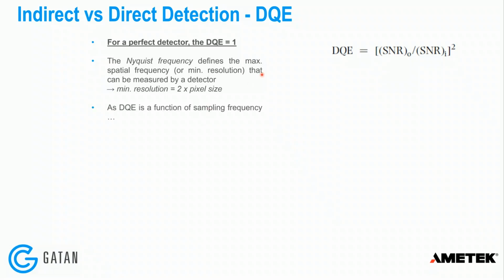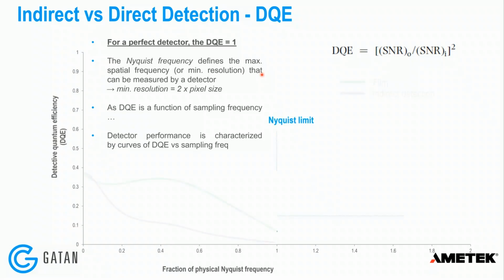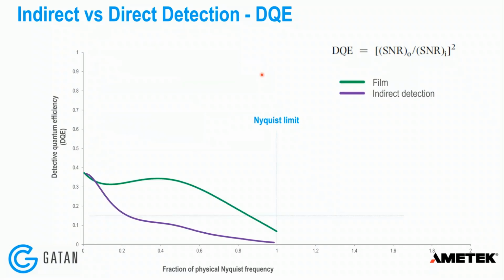So DQE is a function of sampling frequency, or the resolution that we're looking at. When we're looking at detector performance, we generally use these curves of DQE versus sampling frequency, so that's what we're going to look at now. And then we have the physical Nyquist limit of 1. We'll start off with film and indirect detection. This is a nice segue into the question, what's the point of direct detection?